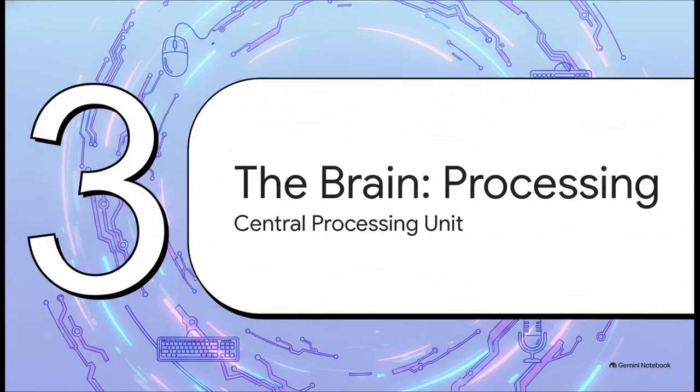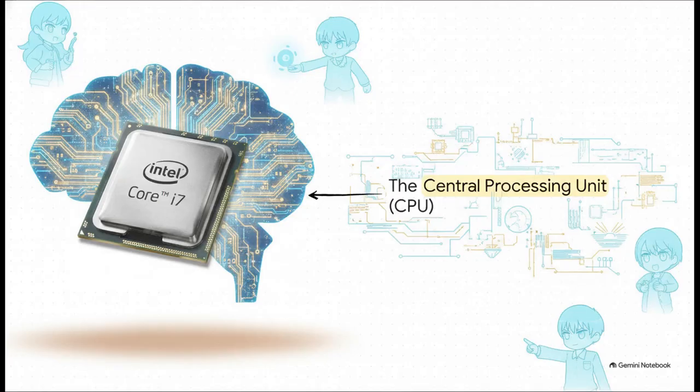Which brings us to part 3, the brain, processing power. So now that the computer has sensed your typing, your clicking, or your voice, where does all that data actually go to get figured out? Enter the central processing unit, the CPU. This is universally known as the brain of the computer, and for good reason. Absolutely no action, no task, no command happens on your device without the execution and permission of this specific piece of hardware. It is the undisputed core.